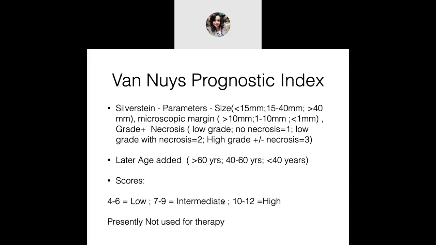7 to 9 is called intermediate grade. So suppose somebody had a 15 to 40 millimeter lesion, so value of 2. Margin of excision is between 1 to 10, value of 2. And she had necrosis, value of 2. So 2, 2 and 2, 6. And age, suppose she is under 40, so that is 3. So 6 plus 3, 9. So she will come in the intermediate grade.